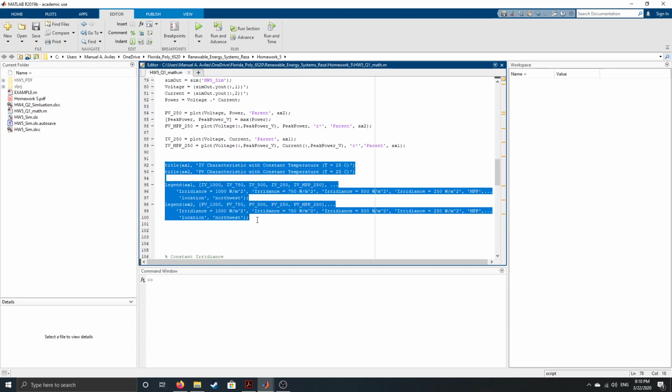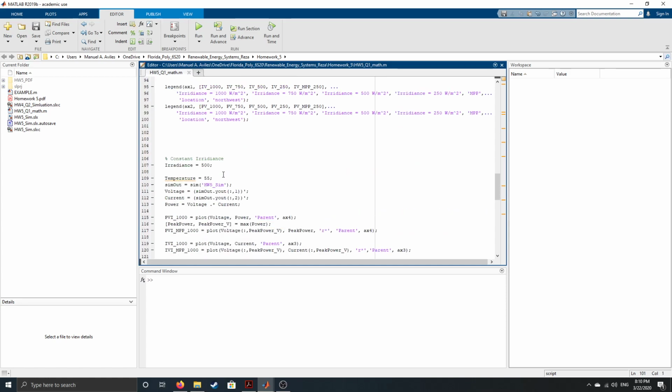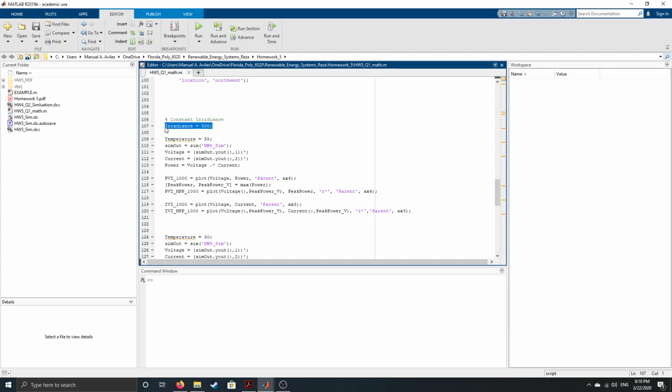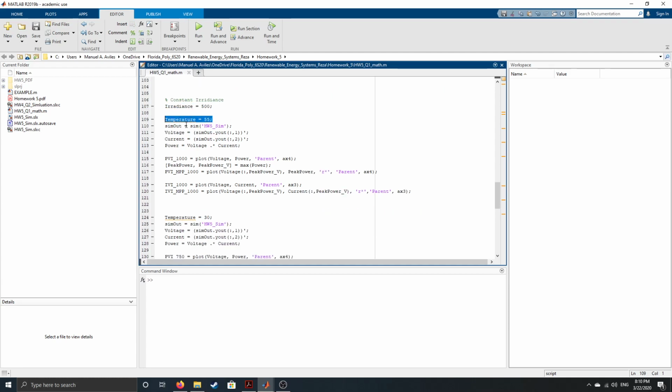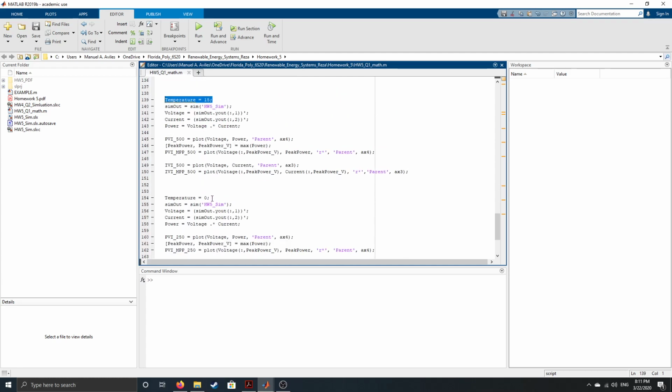Afterwards, I fix the figures by adding titles and adding legends, and then I begin the constant irradiance and varying temperature tests, where my irradiance is the constant, but I am using a temperature of 55, temperature of 30, temperature of 15, and a temperature of 0.